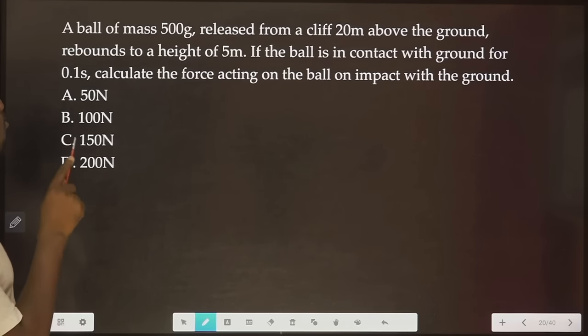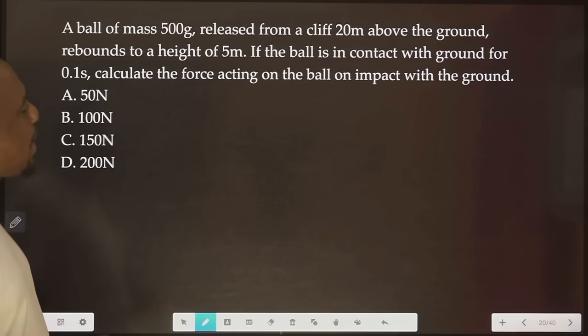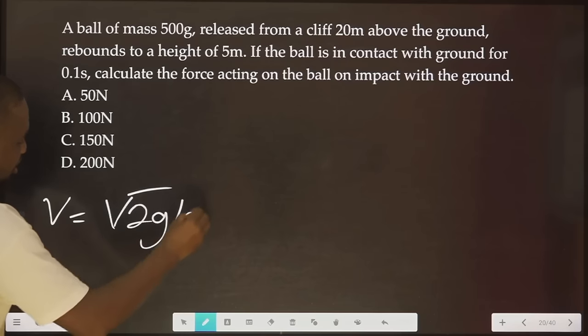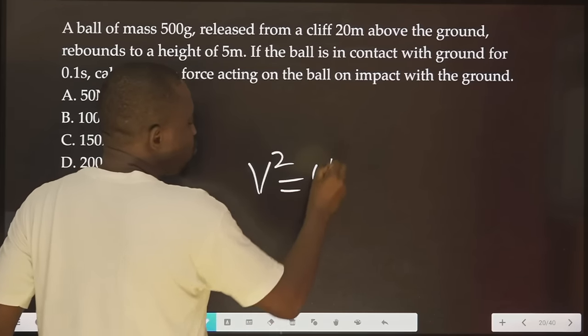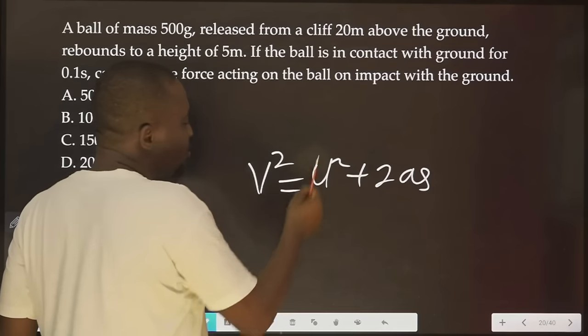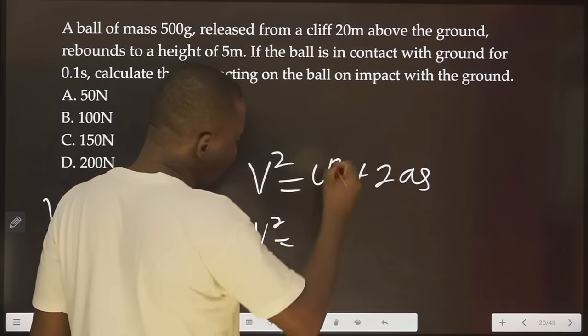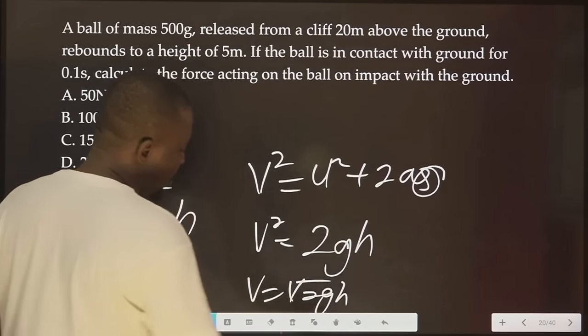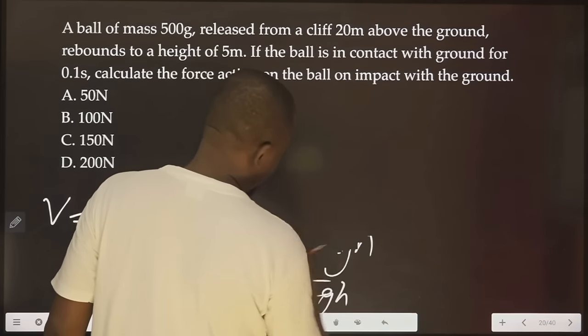Okay, let's look at this. It says what? A ball of mass 500 grams released from a cliff 20 meters above the ground rebounds to a height of 5 meters. If the ball is in contact with ground for 0.1 seconds, calculate the force acting on the ball on impact with the ground. The first thing we need to do is to calculate the velocity before the impact, okay? The velocity before the impact is simply equals to the square root of 2gh. Where is this coming from? It's coming from v squared equals u squared plus 2as. Because the initial velocity is zero, this is already gone. And you agree with me, because we are dealing with height, this will change to g and this will change to h. So v therefore is the square root of 2gh. You understand? So that's how we got this one.